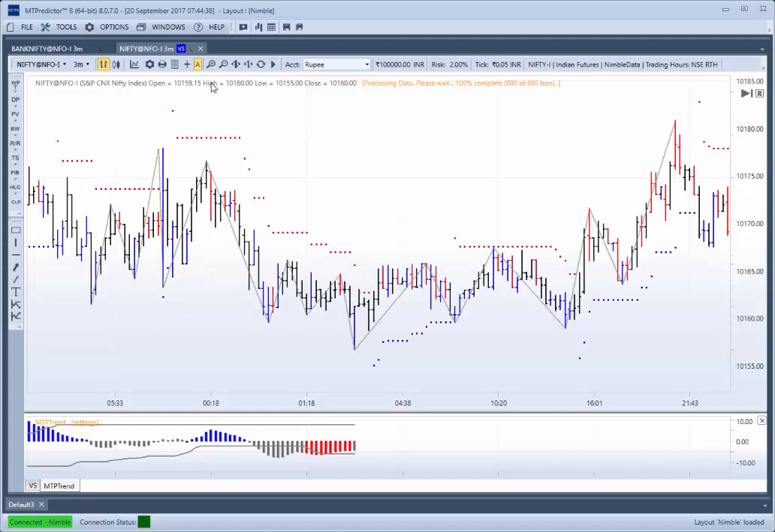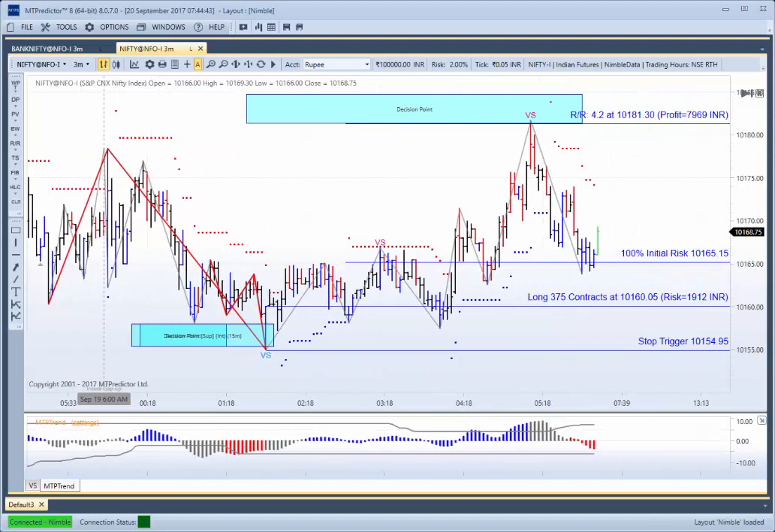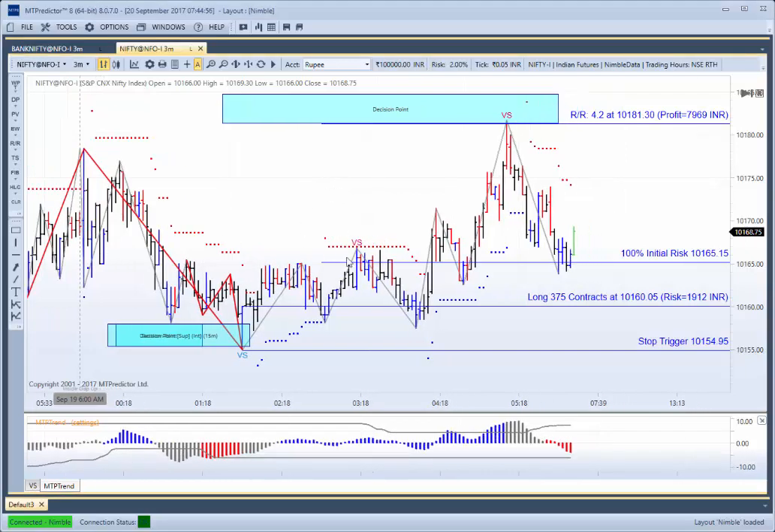Just coming in there for a second. There, the bars have reloaded. As you can see, the Nifty rallied up to hit our target there, where a potential 4.2R profit was available. Remember, I said earlier that this VS sell setup was against a blue MTP trend. Largely trend was up, therefore you'd be avoiding it.